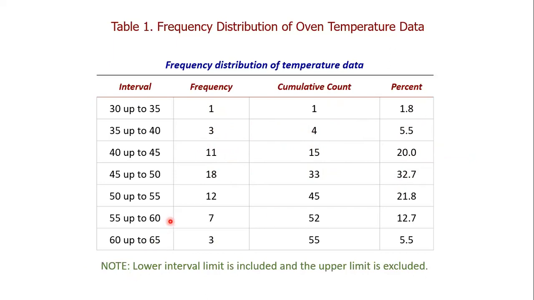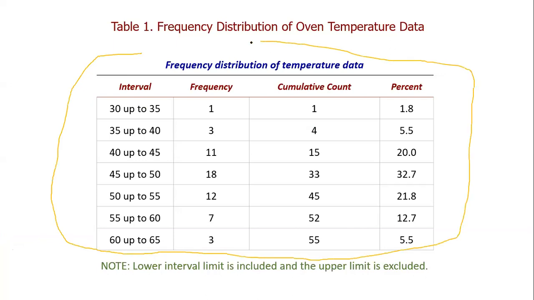Now let me ask this question. It's similar to yesterday's question. If you only have this table, and no more, and I ask you: at any time, I just go and check the oven, what is the probability that the temperature in the oven is between 50 and 55? This is my question.